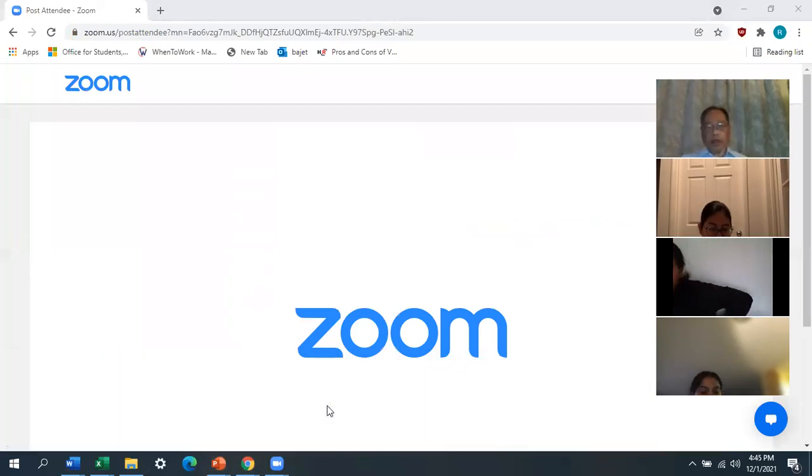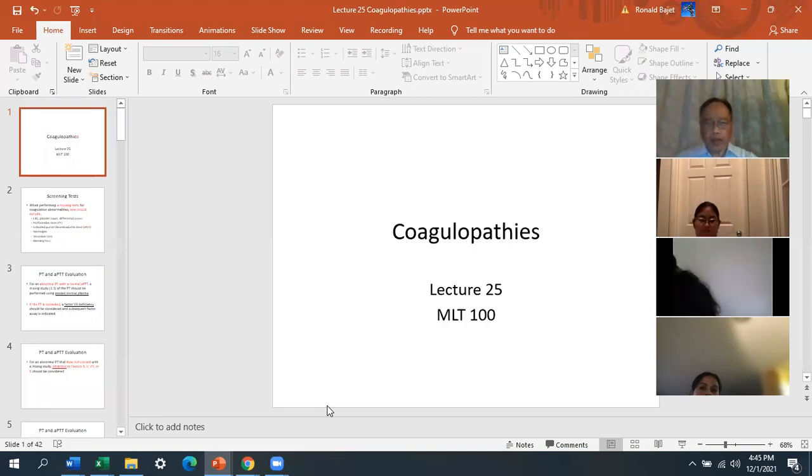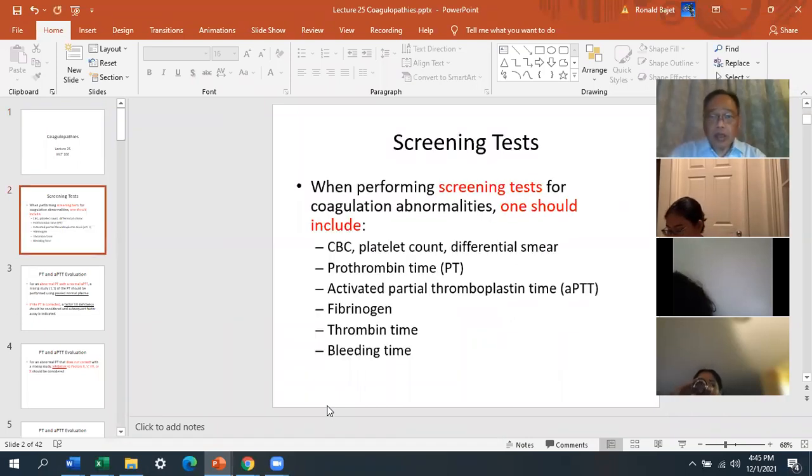The coagulopathies. Hopefully you're familiar with this page. Coagulopathies are coagulation problems like factor deficiencies, etc. In the coagulation laboratory, you perform screening tests. The most common ones are PT, PTT, fibrinogen, and the CBC. You need to have a CBC to make sure that you have an adequate platelet count. So CBC, PT, PTT, and fibrinogen.